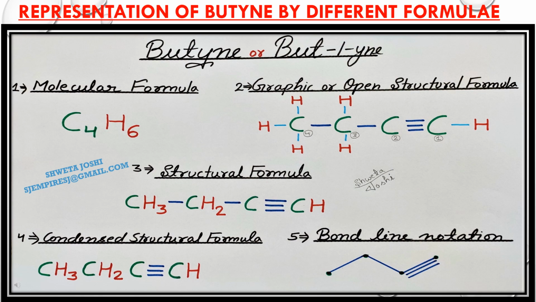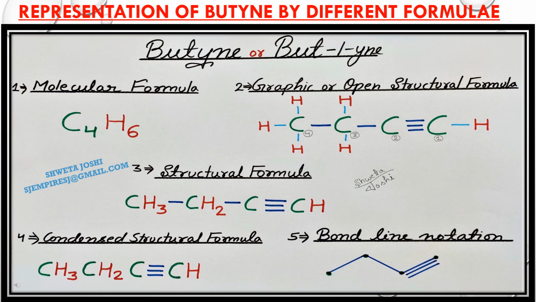Now taking the example of butane or but-1-yne and representing it by different formulas. First one is molecular formula, which is C4H6 for butyne. It means there are 4 carbon atoms and 6 hydrogen atoms. Second one is graphic or open structural formula. In this case, we are going to show all the bonds, that is bonds between carbon-carbon atoms as well as bonds between carbon-hydrogen atoms.